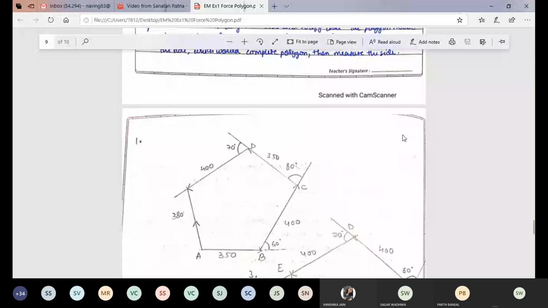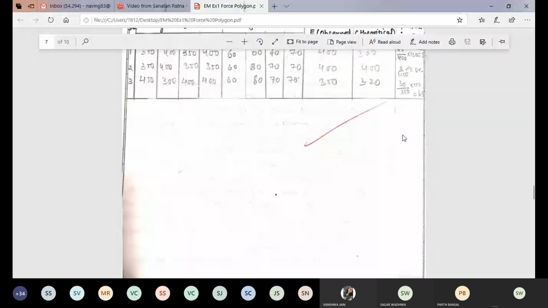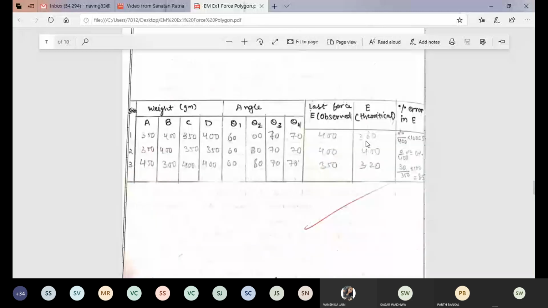the experimental value of E you have already calculated. See the table once again. This is the theoretical value you are getting when you make the final polygon. Okay, 360. When you measure it, it is 360 coming. That means 3.6 centimeter. Similarly, for the second 4 and for the third is 450, then here it is 320. 320 means 3.2 centimeter, and then calculate the error if it is coming or not, okay.